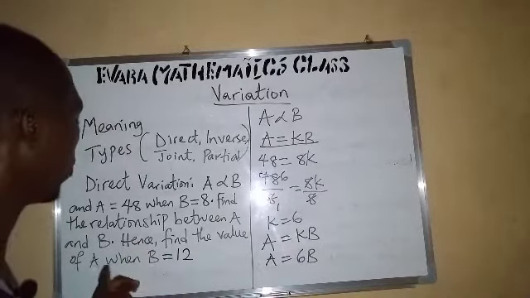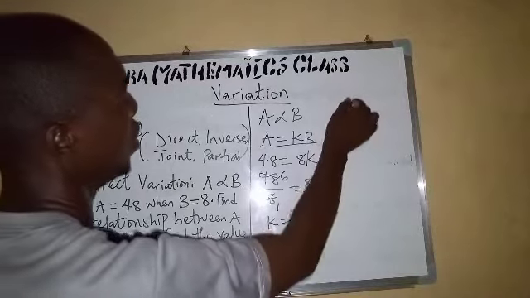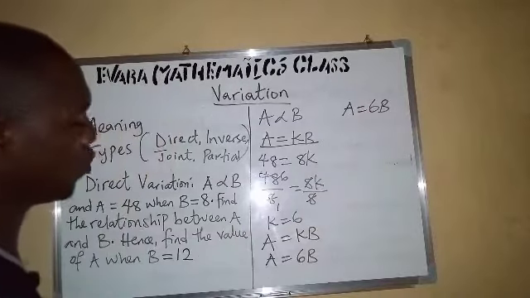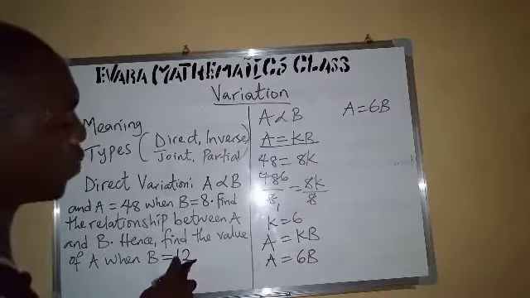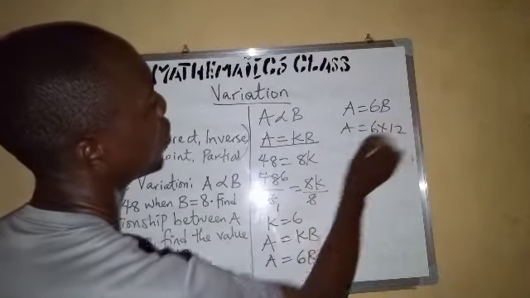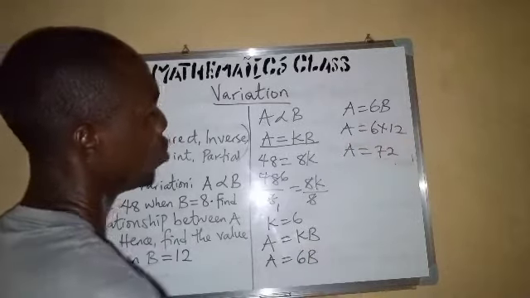Hence, find the value of A when B is 12. We already know that A equals 6B, and now we've been given the value of B to be 12. That means A will now be 6 multiplied by 12, which means A equals 6 times 12, 72.